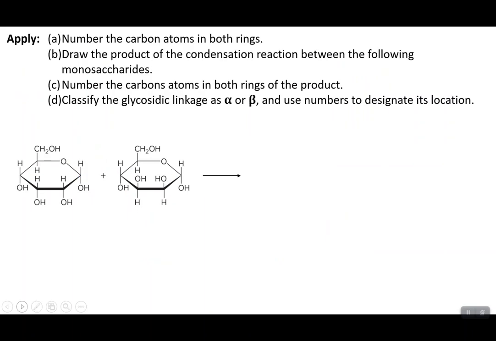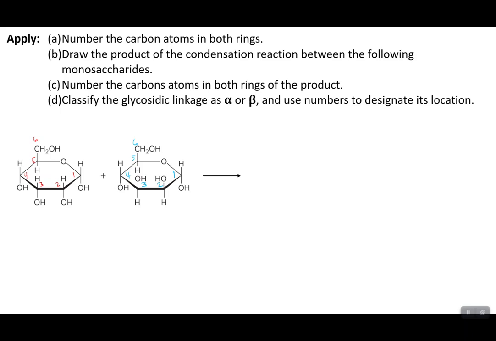Let's go ahead and apply that to get a better understanding of how this works. The first thing we're going to do is number the carbon atoms in both rings. You always want to do this because you want to make sure that you are keeping track of your atoms properly. So that's going to be the first one, and then I'm going to label the second one in a different color. Great. Now I want to draw the product of the condensation reaction between the following monosaccharides.